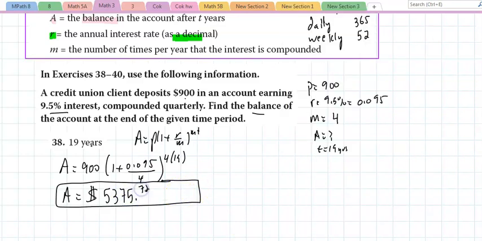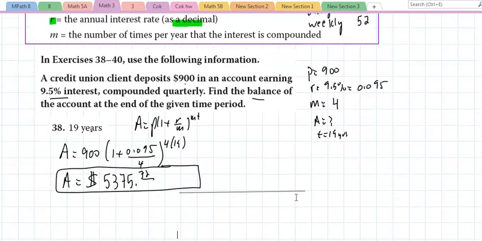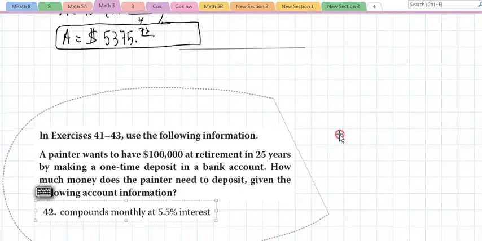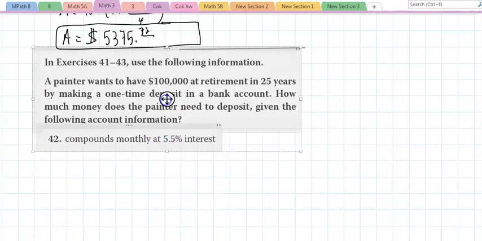53.75.72 cents. Remember, I'm putting in less than 1,000. I'm getting about 6 times as much in 19 years, if you're willing to wait 19 years. Of course, that's the catch. That's how we do retirement. Of course, the formulas are a bit more involved, but the same idea.